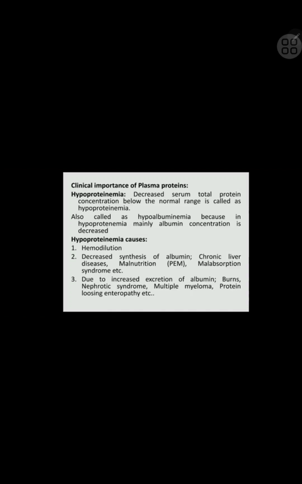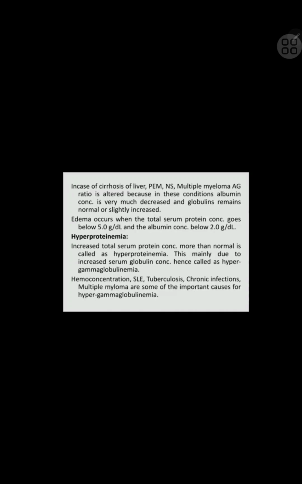And this hypoproteinemia also may be due to increased excretion of albumin in urine. Some of the important causes for increased excretion of albumin from the body are burns, nephrotic syndrome, multiple myeloma, protein losing enteropathy, etc. In case of cirrhosis of liver, PEM, nephrotic syndrome, multiple myeloma, AG ratio is altered because in these conditions albumin concentration is very much decreased and globulin concentration remains normal or slightly increased.